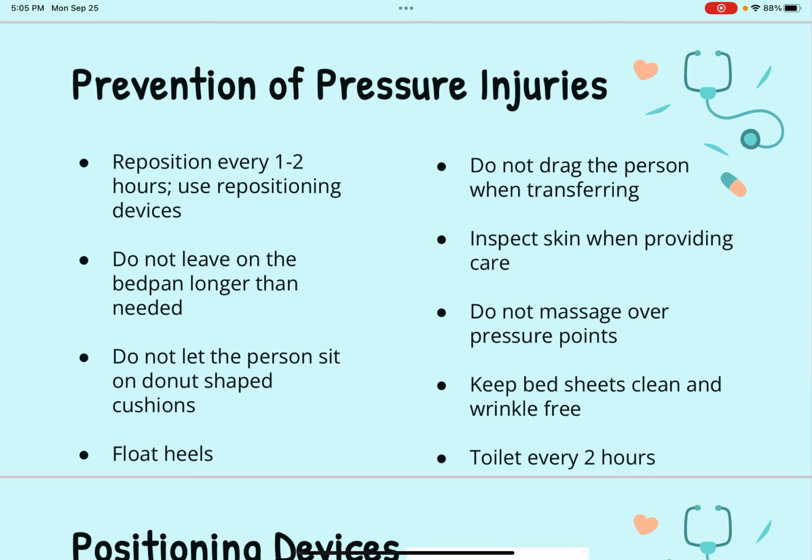Some ways to prevent pressure injuries include repositioning every 1 to 2 hours and using repositioning devices, not leaving patients on the bedpan longer than needed, not allowing patients to sit on donut-shaped cushions, floating the heels, not dragging the person when transferring, inspecting skin when providing care, not massaging over pressure points, keeping the bed sheets clean and wrinkle-free, and toileting patients every 2 hours. When patients are sitting in chairs, it's important to remind them to shift their weight every 15 minutes.